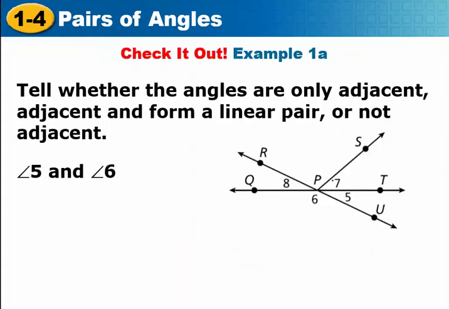All right, so now you're going to try this one. Look at angle 5 and angle 6 and decide whether they are only adjacent, form a linear pair, or are not adjacent at all.